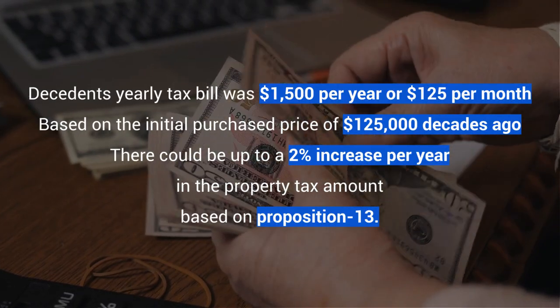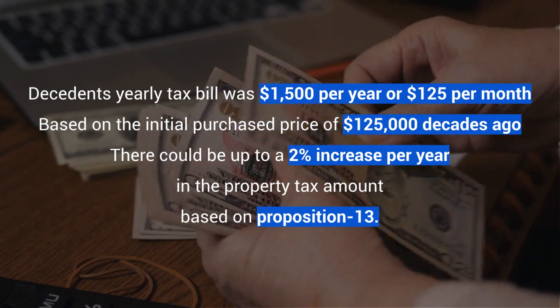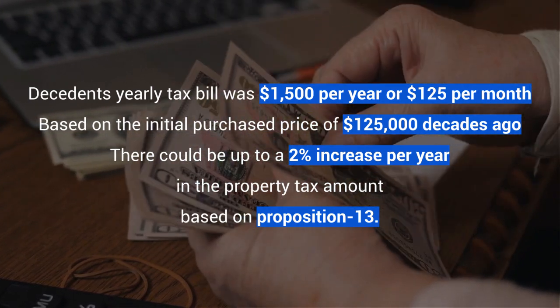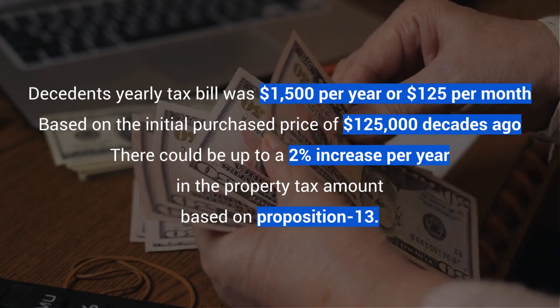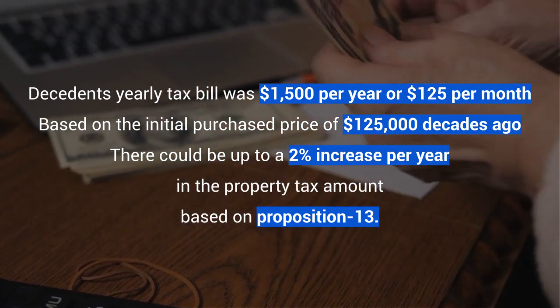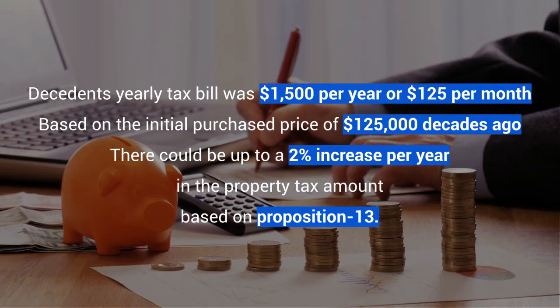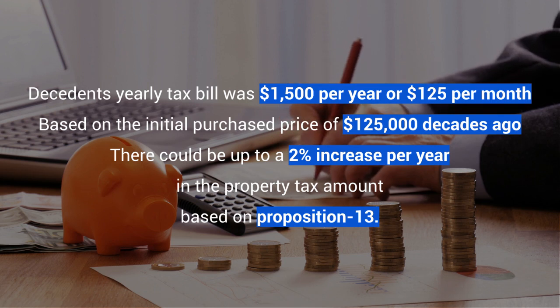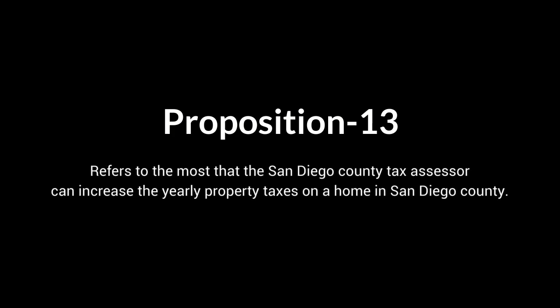If the decedent's yearly tax bill was $1,500 per year or $125 per month, based on the initial purchase price of, let's say, $125,000 decades ago, there could be up to a 2% increase per year in the property tax amount based on Proposition 13. Proposition 13 refers to the most that the San Diego County Tax Assessor can increase the yearly property taxes on a home in San Diego County.